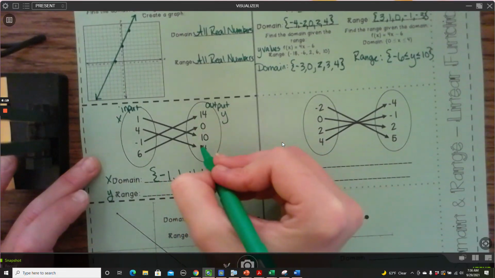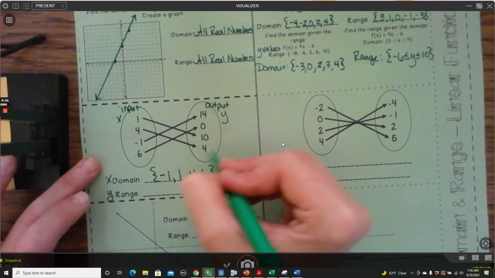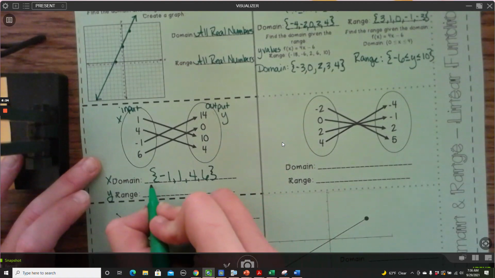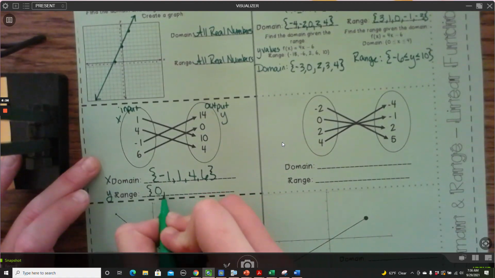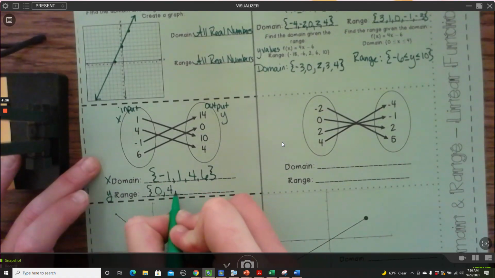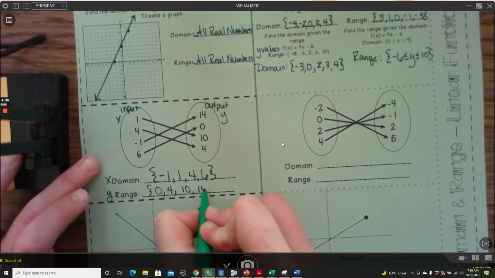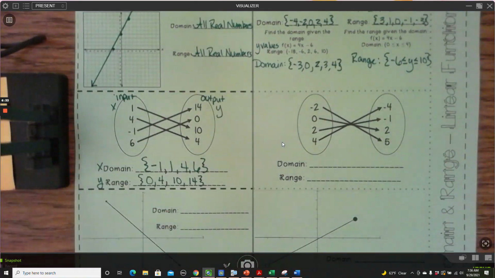And then my output, or my range, are going to be this set of values. Again, I'm going to put them in numerical order. So 0, 4, 10, and 14. Those would be my range values.